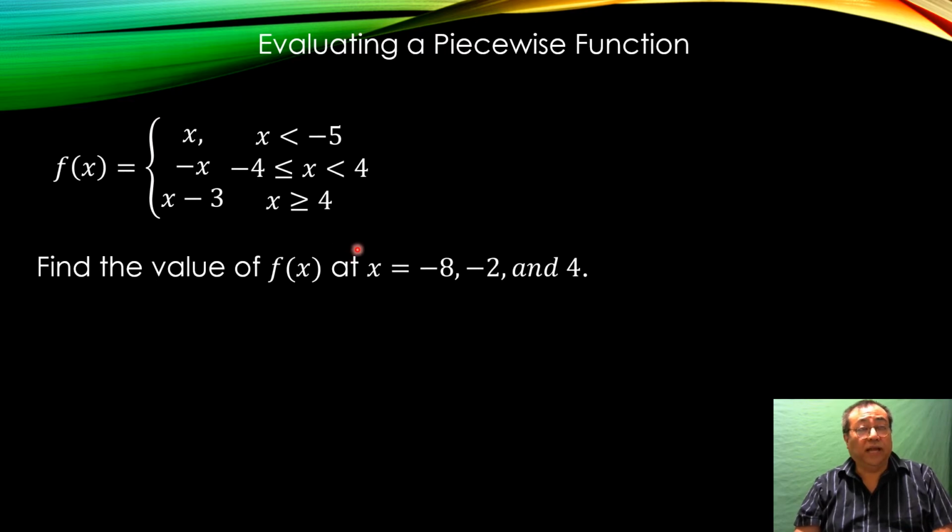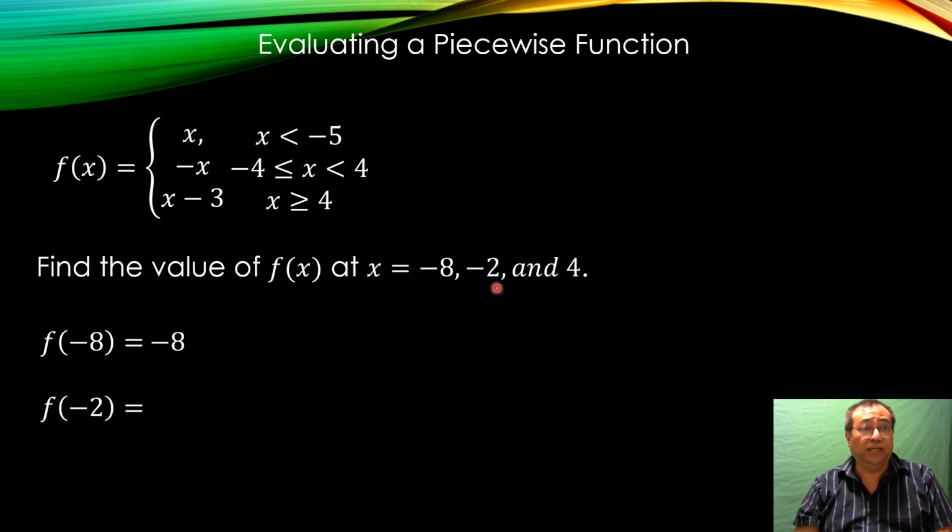Alright, so now we want to be able to evaluate piecewise functions at specific x values. So we're going to plug -8 into this. Our notation is f of -8, and we're going to plug it into the correct region, the correct interval. -8 is less than -5, so we have to use this formula, which isn't much of a formula. When we plug in -8 into x, we get -8.